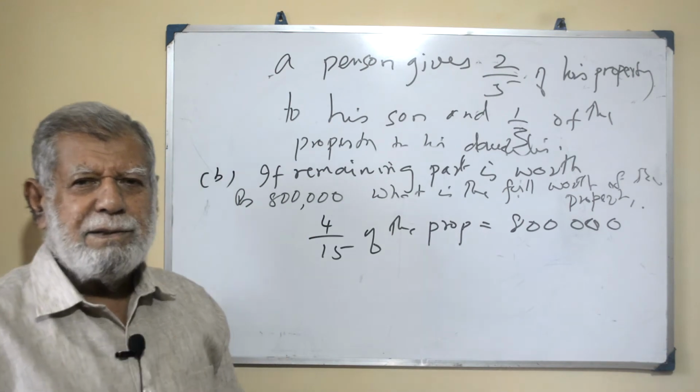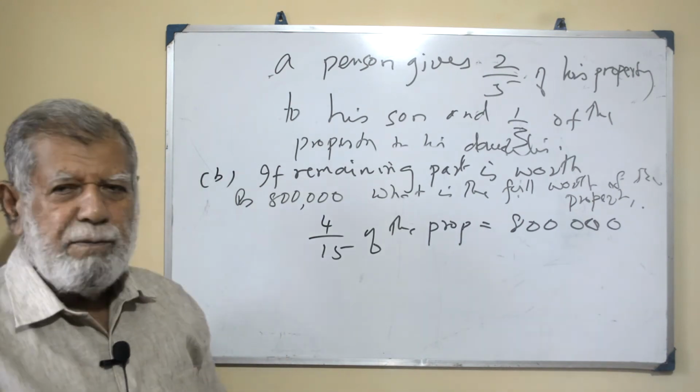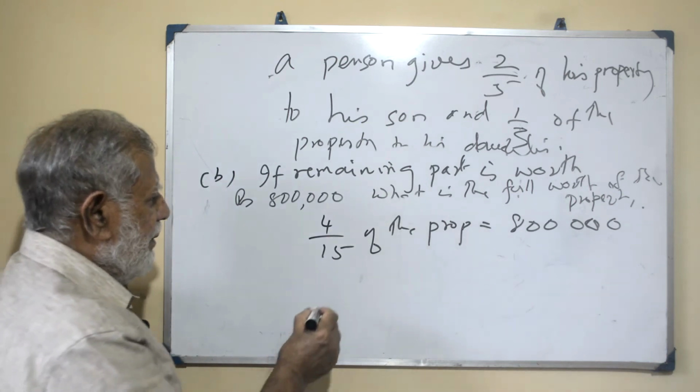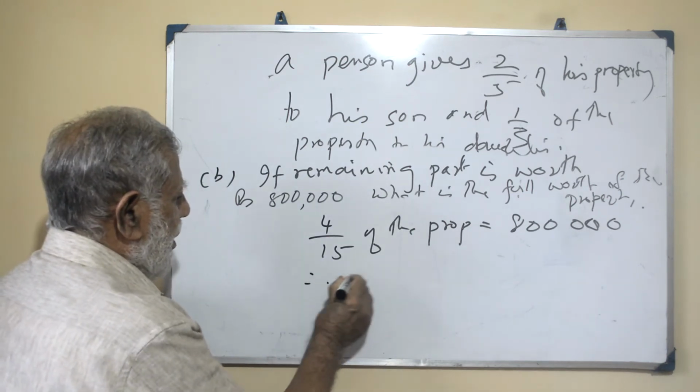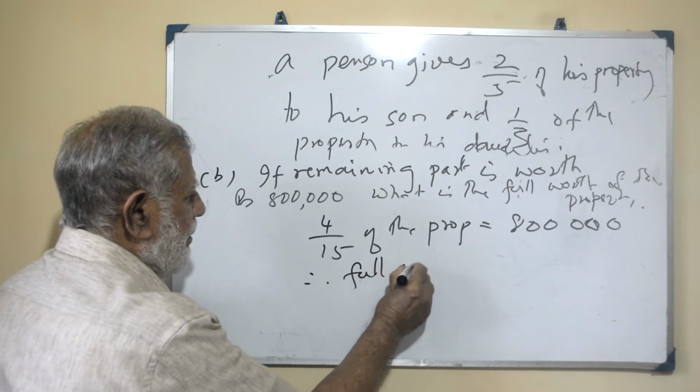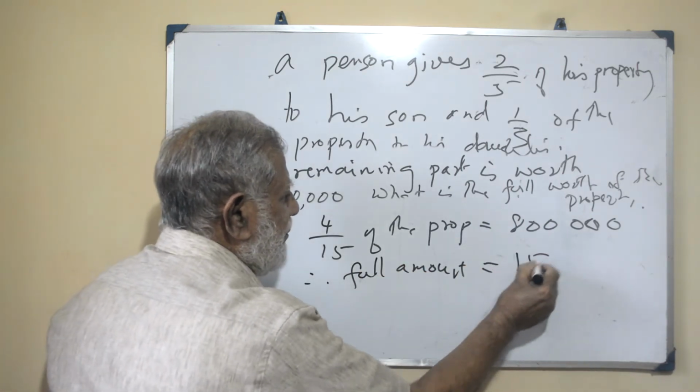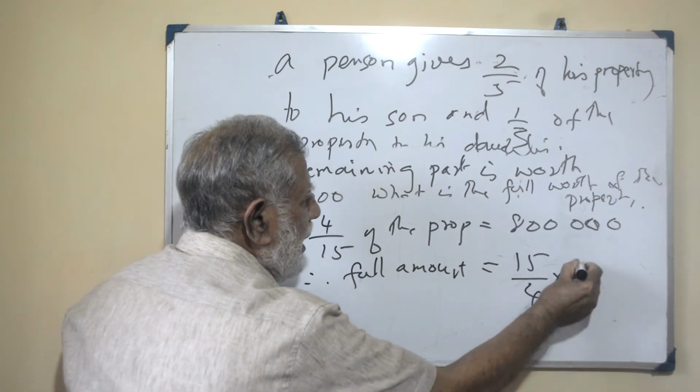Now in our earlier lesson, we found out how to find the full amount when we equate a fraction to a number. So here we follow the same method. Therefore, full amount equals 15/4 into 800,000.